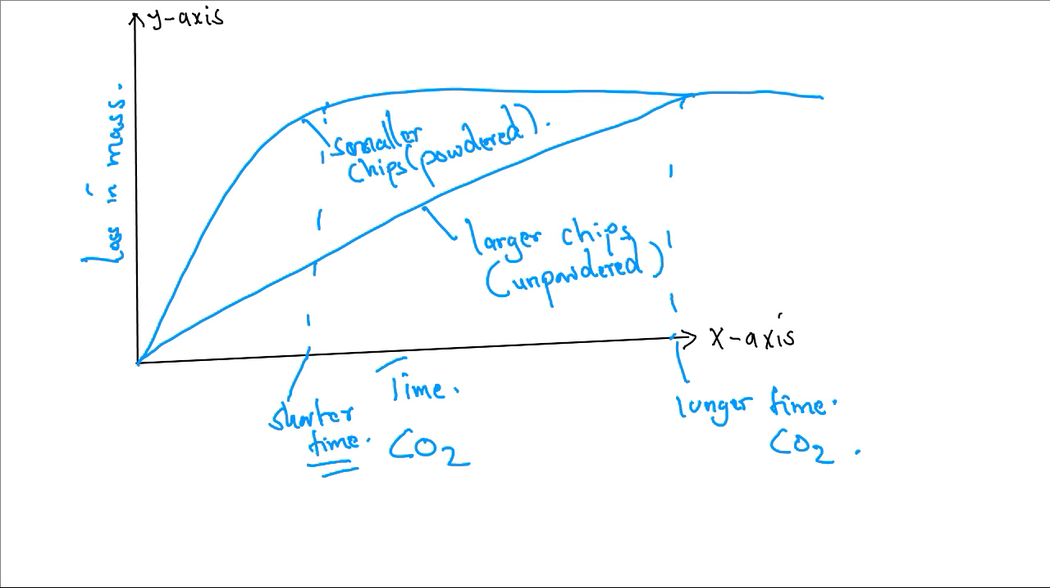And the conclusion we have here is that when the surface area is higher, then there is a high rate of reaction. And when the surface area is low, then there is a low rate of reaction. So this implies that increase in surface area increases the rate of reaction.